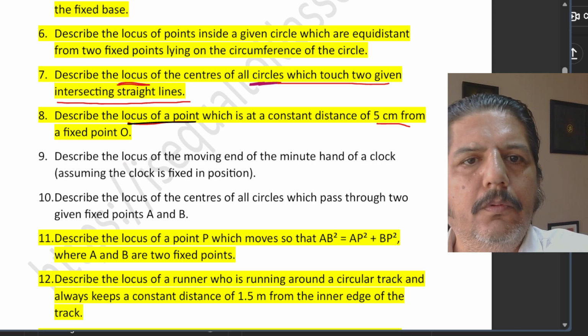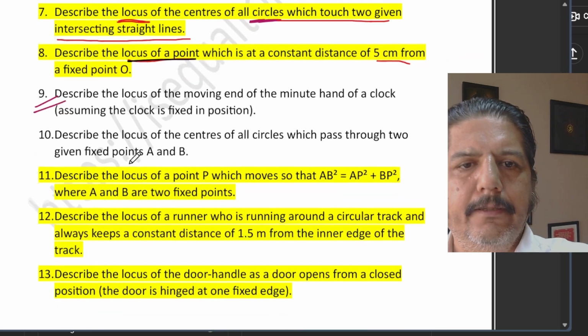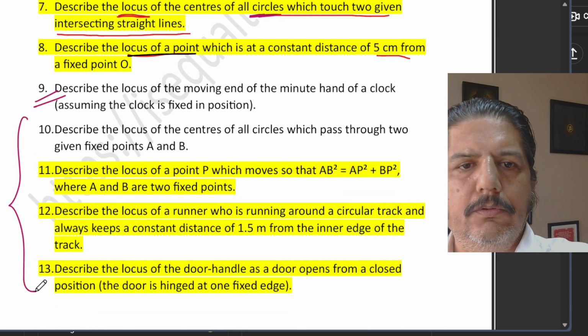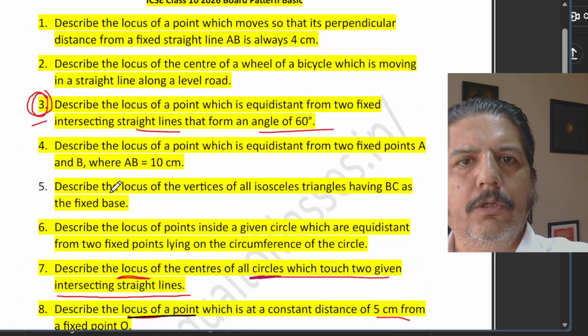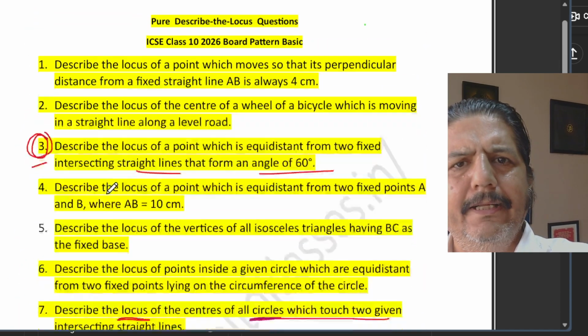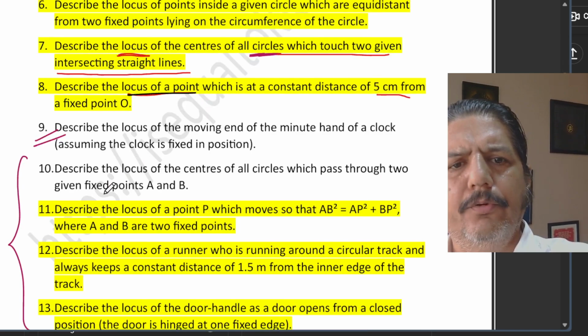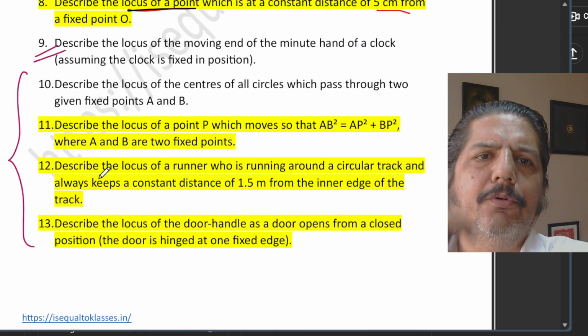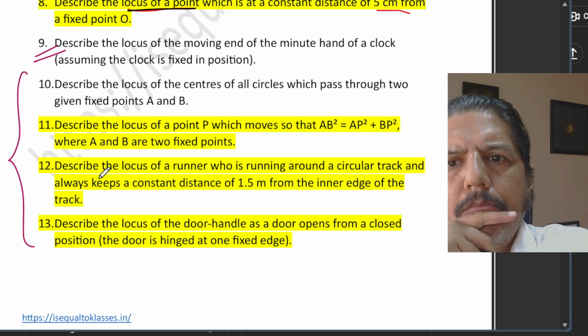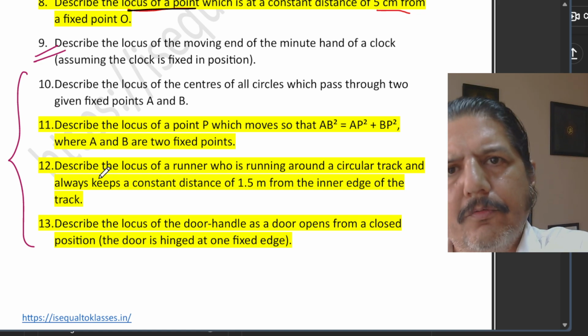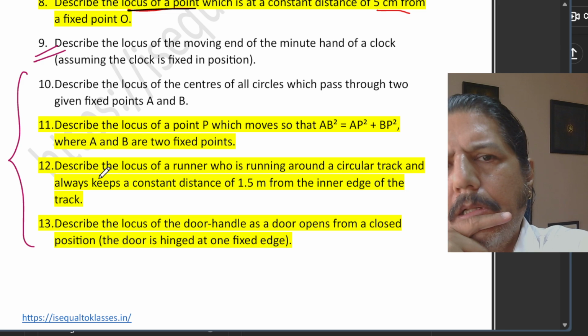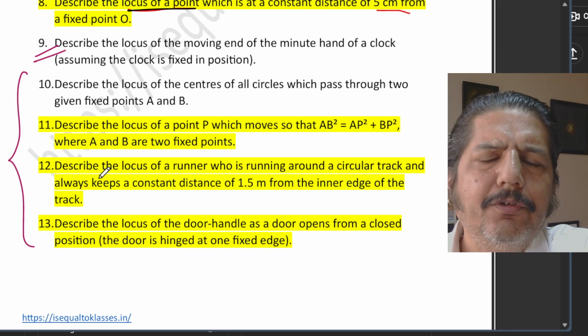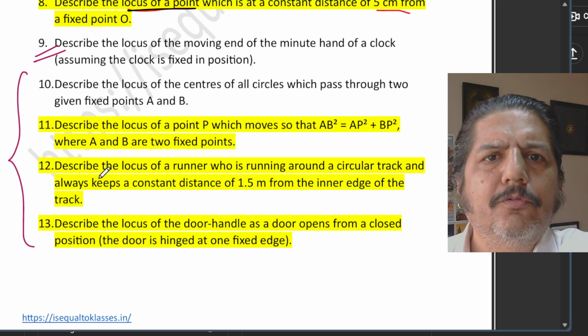So we have done 9 questions till here and 4 more questions to do. And my take is that if you are able to do all these questions, if you have understood all these questions, you would have understood the concept of locus and you won't face any confusion whenever you're doing locus questions. Let's move to the next question.